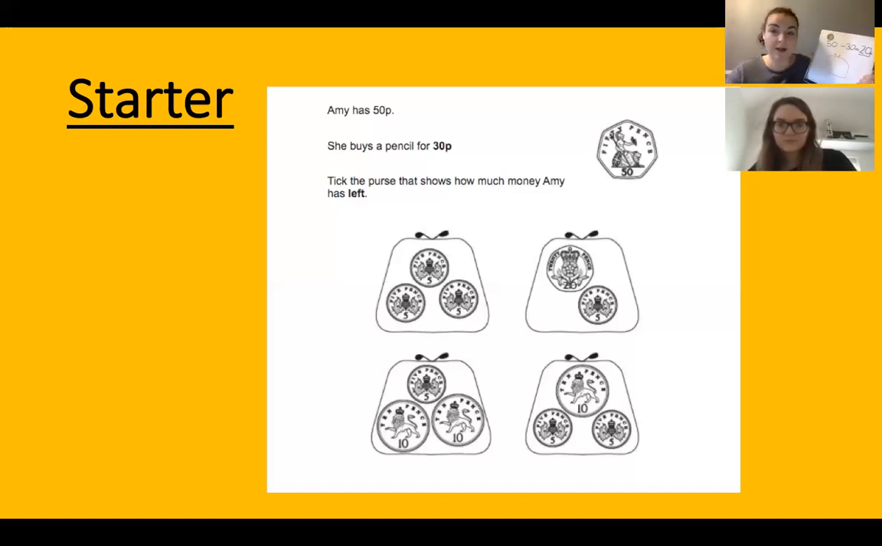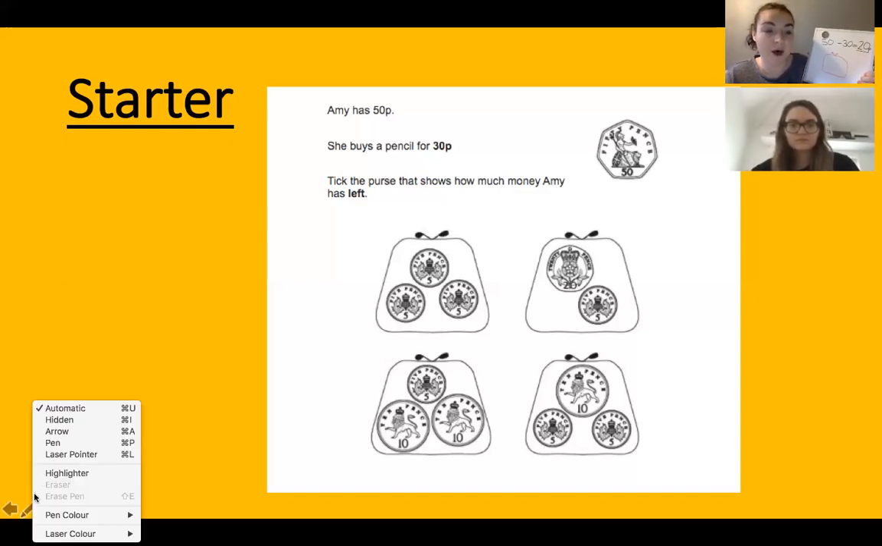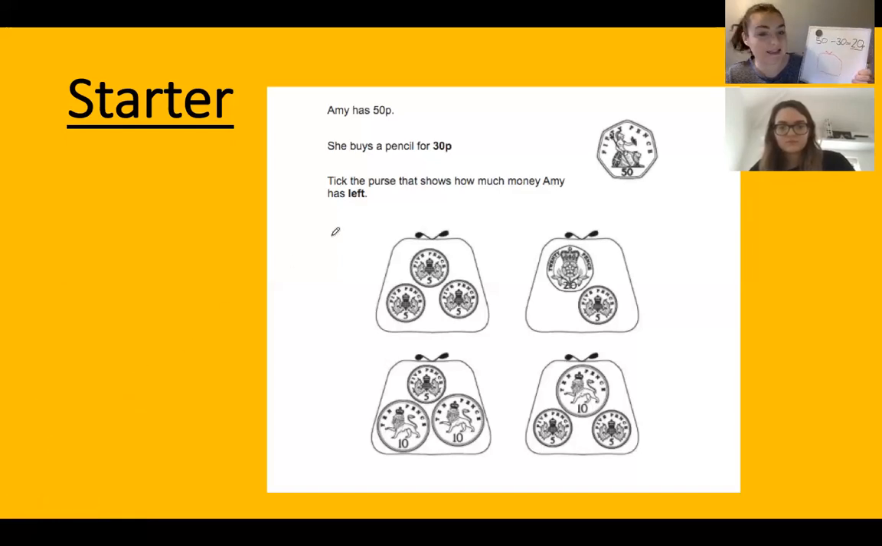Now let's go through our purses to see which one is correct. So we need to have the purse that has 20p inside of it. So we're going to look at the first purse and we're going to count in our fives. 5, 10, 15. Has that got 20p in it? No, so we're going to cross that one out. Let's look at our next purse. 20p add 5 is 25. Has that got the 20p left? No, that's got too much money in, so we're going to cross that one out.